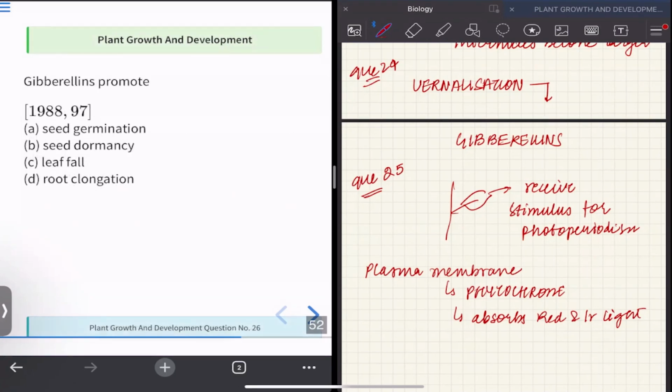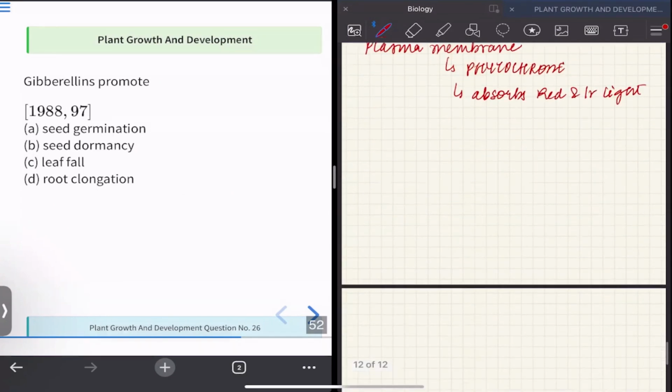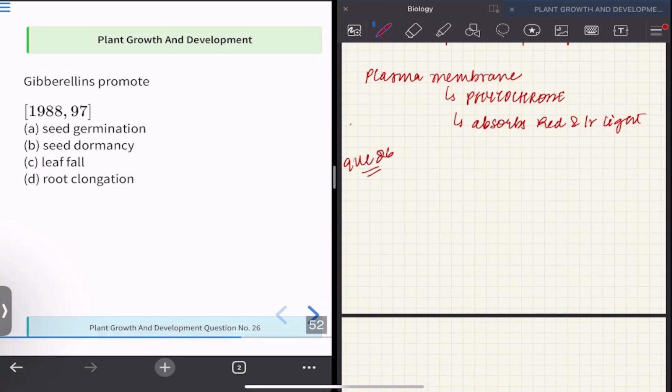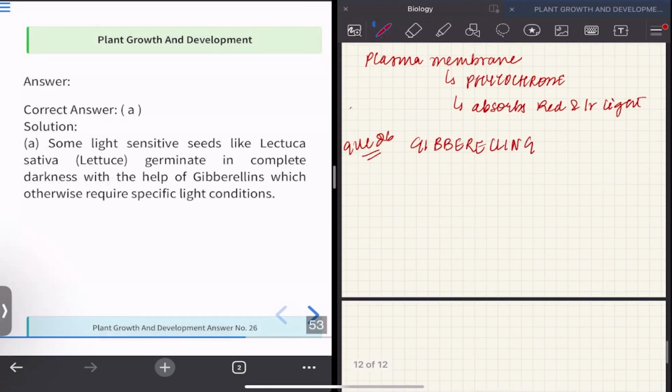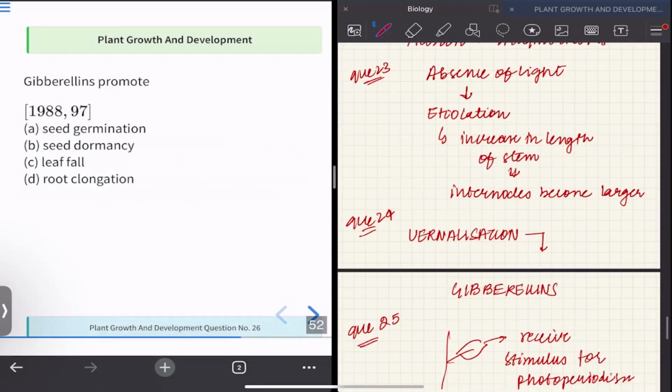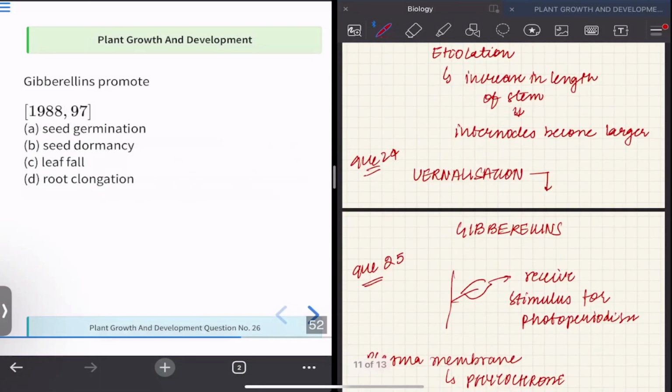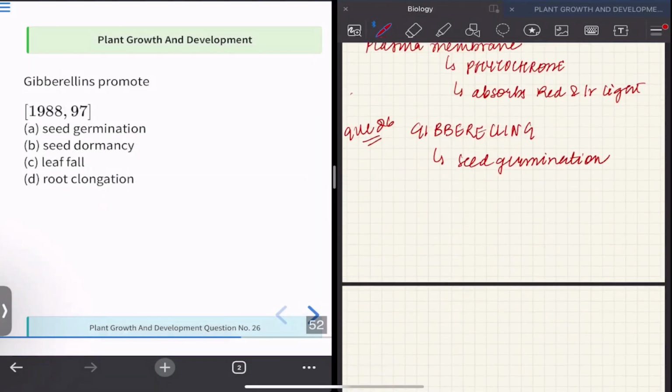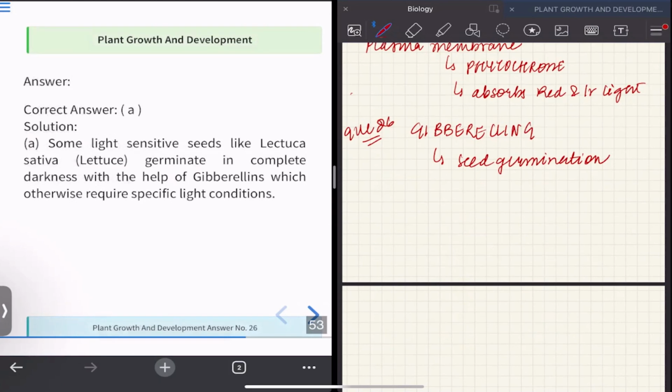Moving on to the next one, gibberellins. What is the function of gibberellins? This was asked twice. So question number 26, gibberellins promote seed germination. We just discussed that vernalization in plants can be replaced by gibberellins, which help in the germination of seeds. So gibberellins promote seed germination. Okay. There are some light sensitive seeds such as Lactuca sativa, which is lettuce, which can germinate in absolute darkness. No light is needed. And if we add gibberellins from our side, they can germinate well.